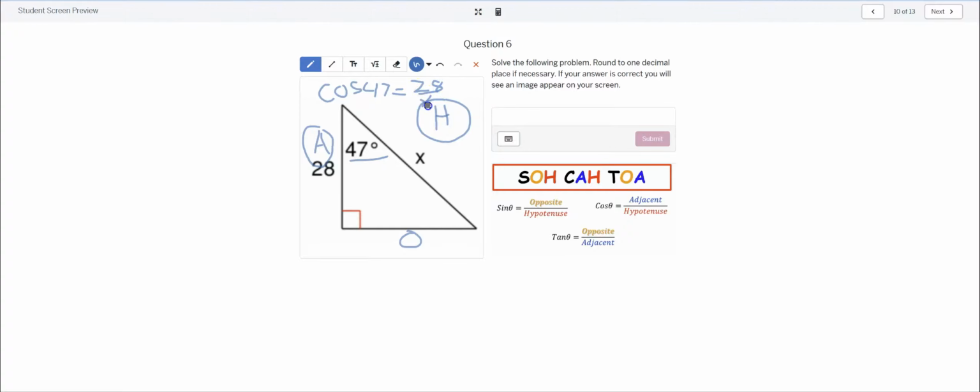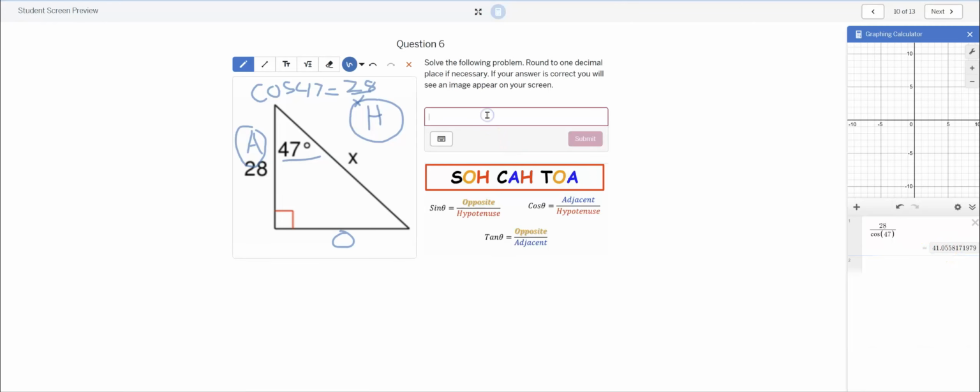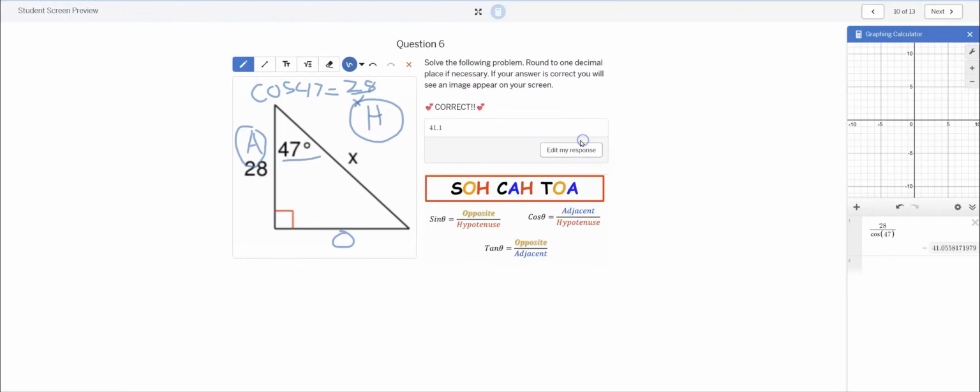Now we're getting to practice one where the x is low on the cosine function. So x is low, divide and go. So 28 divided by the cosine of 47. We are going to round this to one decimal place again. So since we have 41.05, 5's round up. So it's not 41.0, it's 41.1, because we have to round that 0 up to 1 since the next digit is a 5.